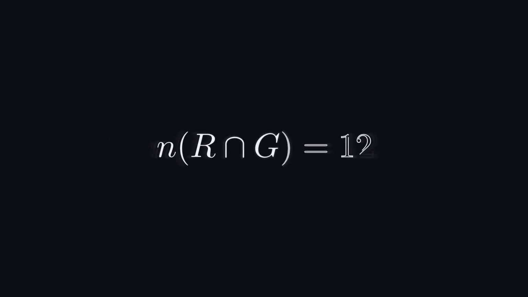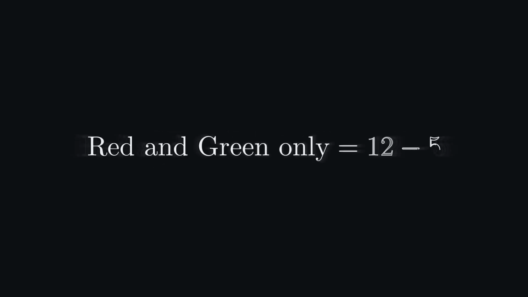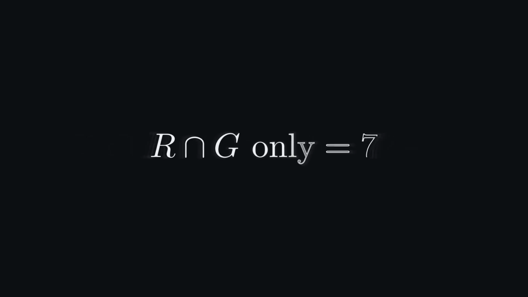Now, let's find out how many liked red and green only. 12 girls liked both red and green. 5 girls liked all three colors. Subtract the 5 from 12 to find red and green only. This means 7 girls liked only red and green.